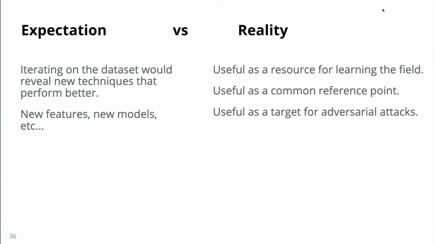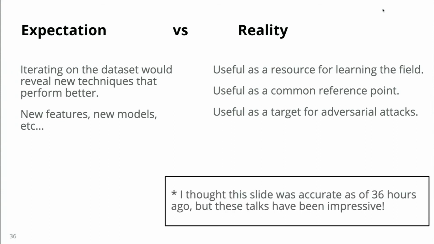And I haven't really seen that, and I think there's some debate in the machine learning community if that's even useful for things like MNIST. So maybe it's a good thing we haven't seen that, but we have seen it being used as a resource for learning the field. That's a lot of the emails that Hiram and I get. That's great. It's great to see those. It's useful as a common reference point, just if you're doing some kind of other analysis. And it's definitely been useful as a target of adversarial attacks.